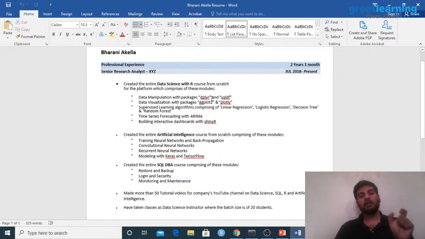So again, the HR person would be searching for these keywords. The HR person would be looking at these keywords called dplyr and SQLDF. Again, for data visualization, I have written down keywords of ggplot2 and plotly. Then for supervised learning algorithms, I've listed down all of these algorithms. Then comes time series. Now, whenever you're applying for any of the analytics based roles, time series forecasting is really important. So that is why I've also listed down time series forecasting in my resume as well.